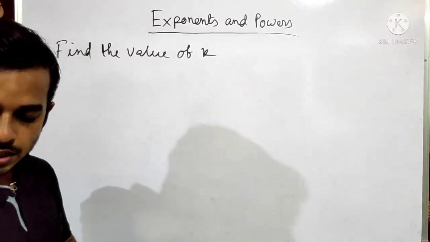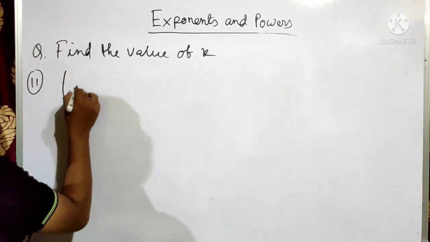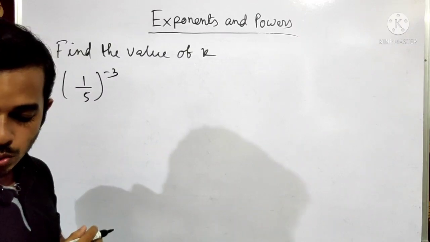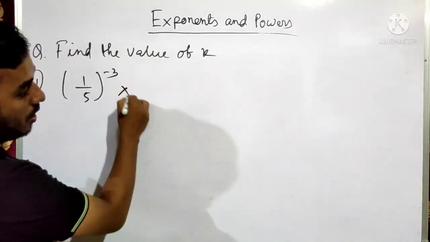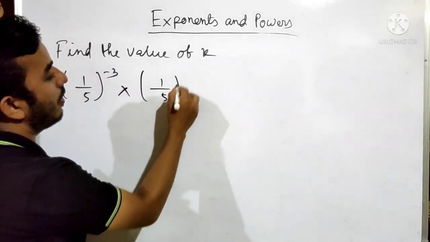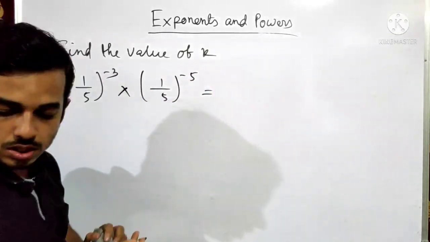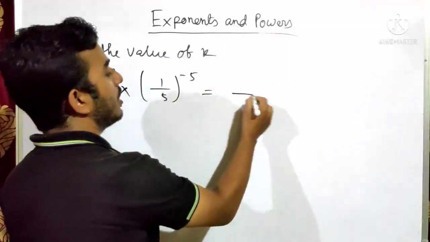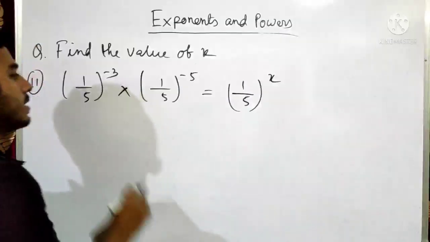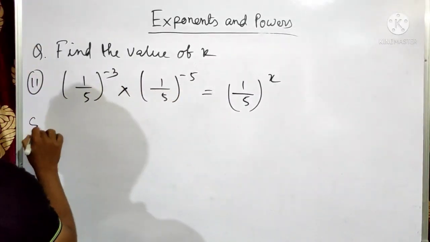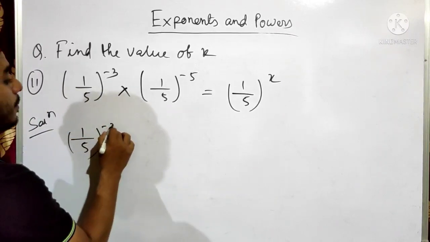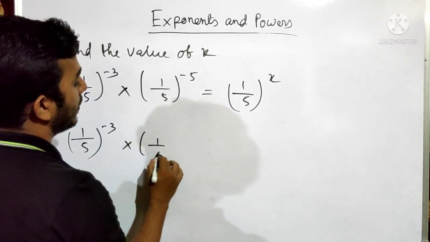Okay, let's move to our next. There is 1 by 5 power minus 3, into 1 by 5 power minus 5, equals 1 by 5 power x. Clear? Okay. Look, same thing, a power m into a power n. So we'll use that relation here again. So before that, let me write this one.